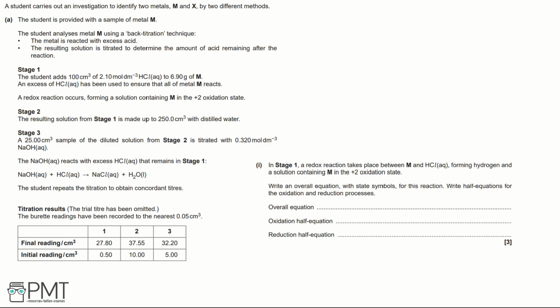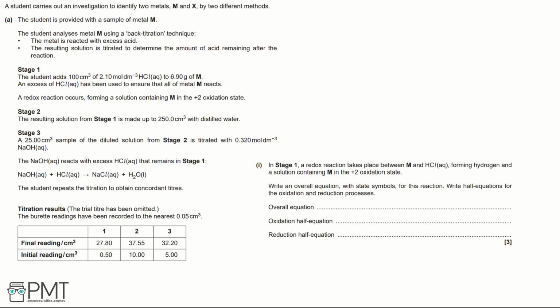Part 1. In stage 1, a redox reaction takes place between M and hydrochloric acid, forming hydrogen and a solution containing M in the 2+ oxidation state. Write an overall equation with state symbols for this reaction. Write half equations for the oxidation and reduction processes.